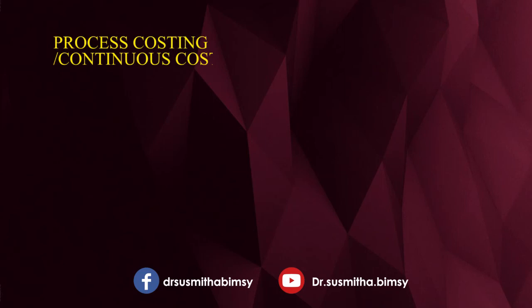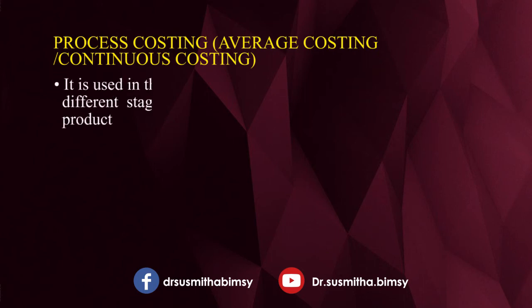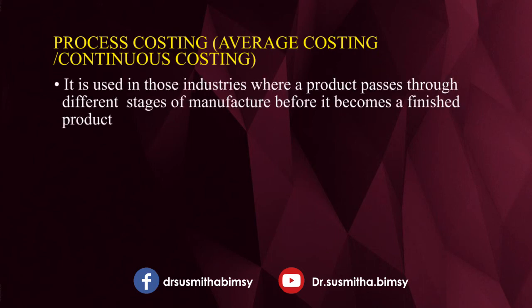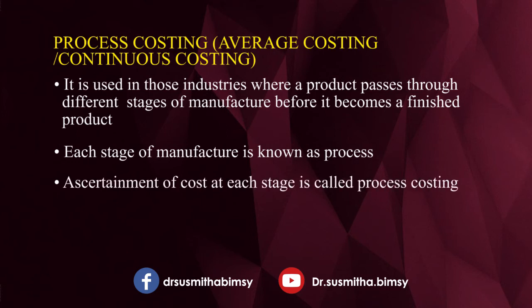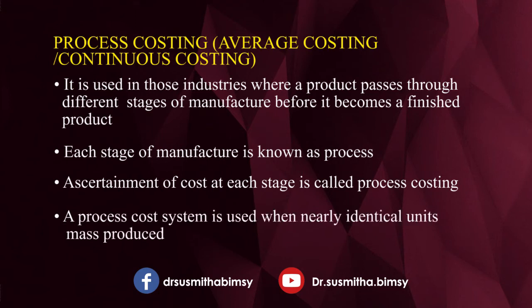Next method is process costing. It is also called average costing or continuous costing. It is used in those industries where a product passes through different stages of manufacture before it becomes a finished product. Each stage of manufacture is known as a process, and ascertainment of cost at each stage is called process costing. A process cost system is used when identical units are mass produced. Identical means similar, that is, exactly alike.